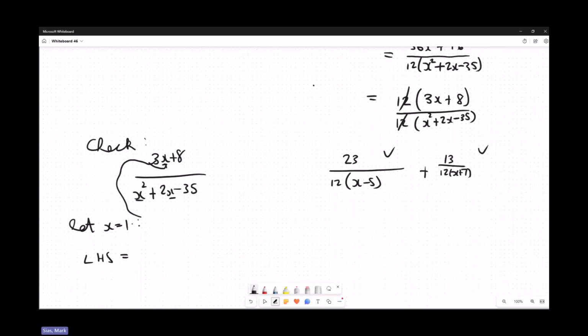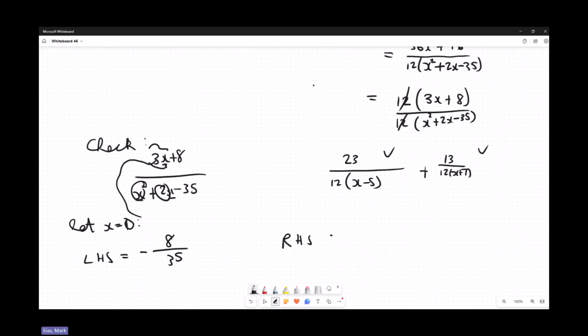Let's choose x equal to 0. It's less work. When x is 0, this is 0. And I've got 8 on top on the left-hand side. And then when x is 0, this is 0, this is 0, I've got minus 35 in the denominator. Like I said, you could have chosen any value of x except 5 or minus 7 for obvious reasons. Let's check the right-hand side if x is 0.